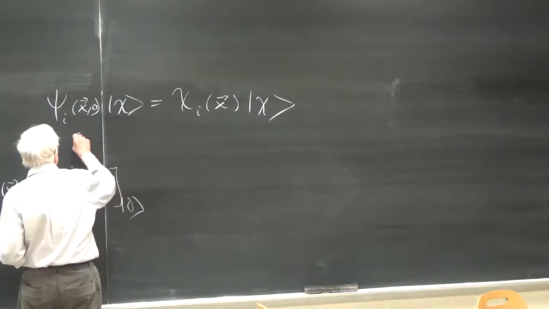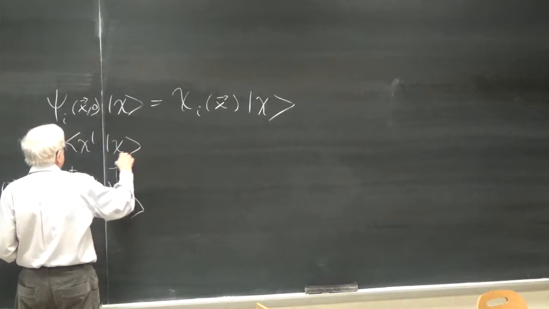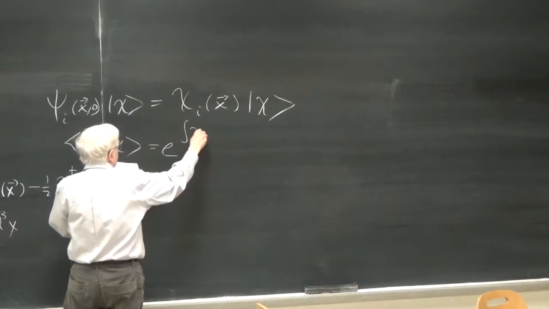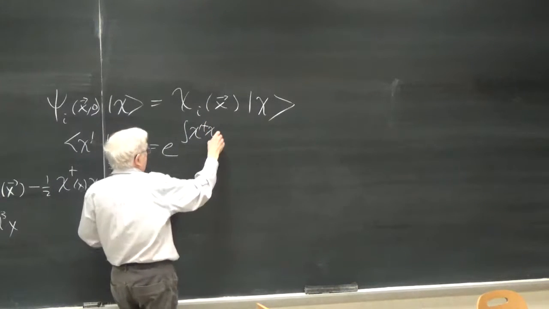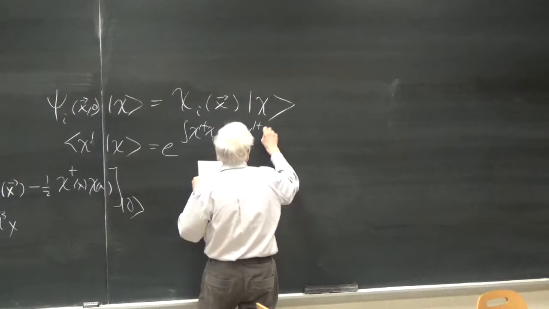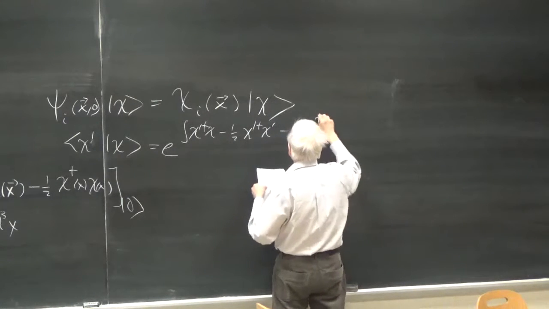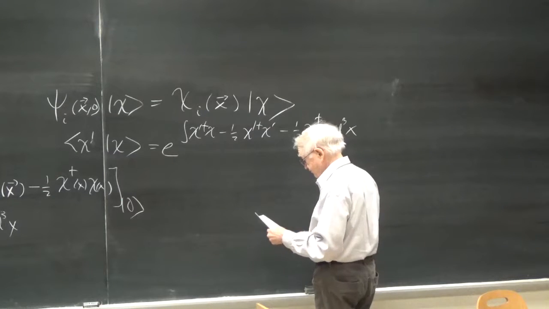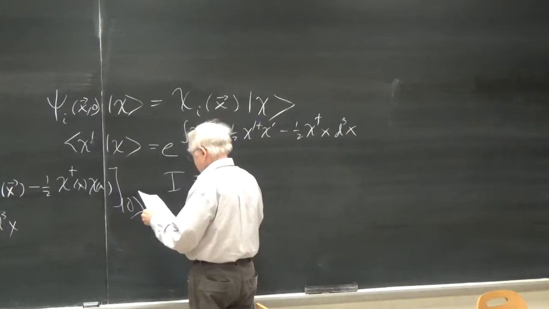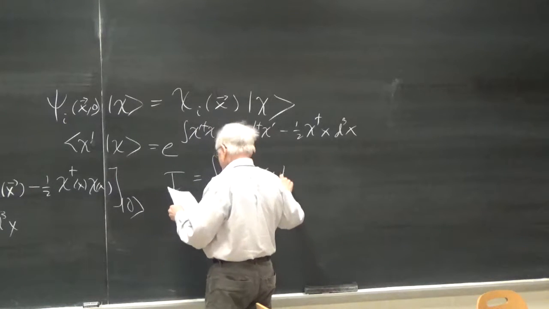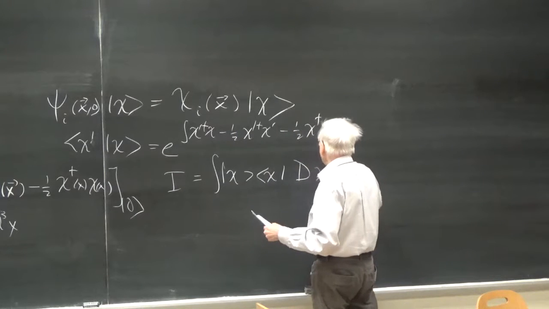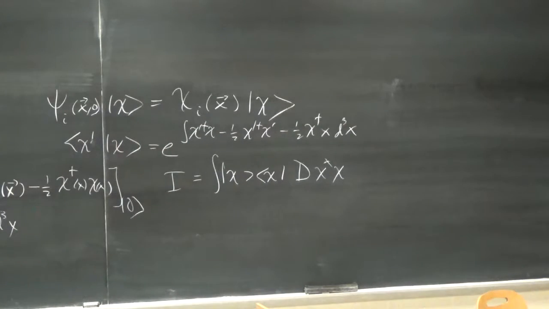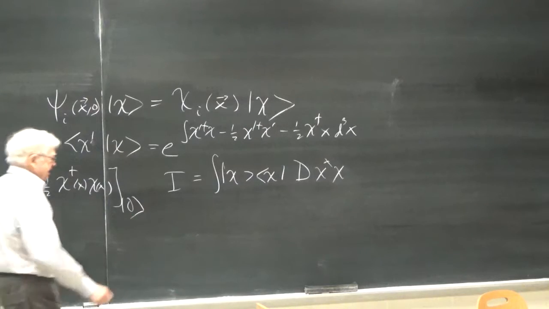And now we can repeat the same thing that we had before, namely the inner product of chi prime with chi is e to the integral of chi prime dagger chi minus a half chi prime dagger chi prime minus a half chi dagger chi, d cubed x, all in the exponential. And the identity operator is an integral of chi d chi star chi. I'm going to write it as d chi star chi. I think that's clearer.